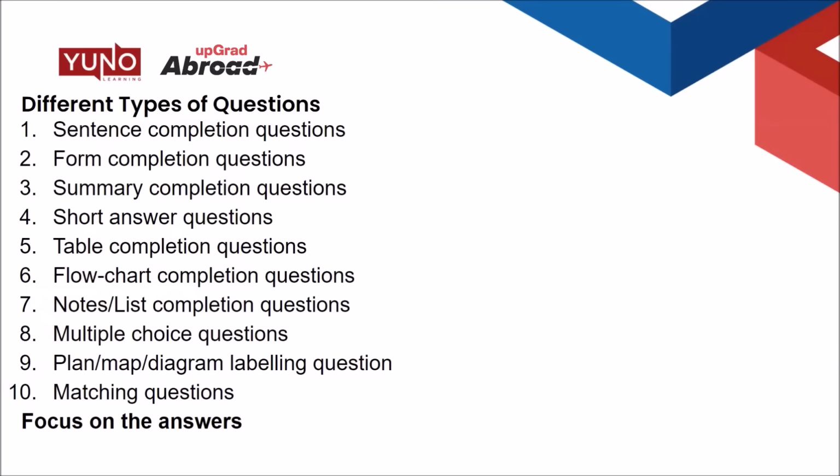Then the plan, map, or diagram labeling questions are there. So you have to understand how to follow the directions that you hear. And of course, matching questions. You have to match different things given in the list. So what should you do when you get these different types of questions?